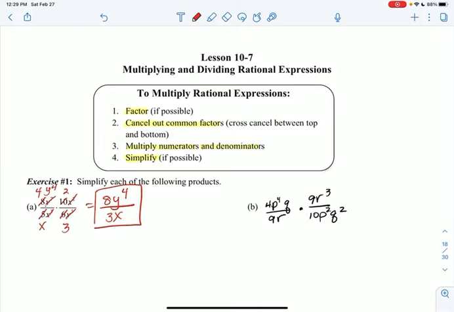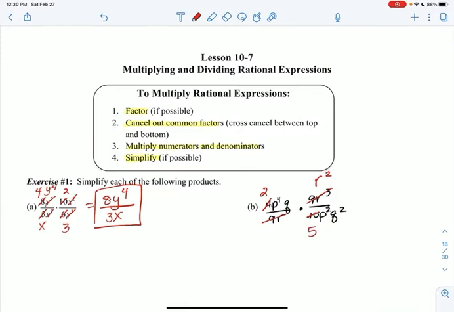Let's try another, some monomials. So looking at B, I have 9r on the bottom and I have 9r cubed on top. So the 9r on the bottom will cancel with the 9r cubed, but I'm still left with r squared because there was only one r on the bottom and there were 3 r's on top. The 4 and the 10 are both divisible by 2. So 2 goes into 4 twice and 2 goes into 10 5 times.